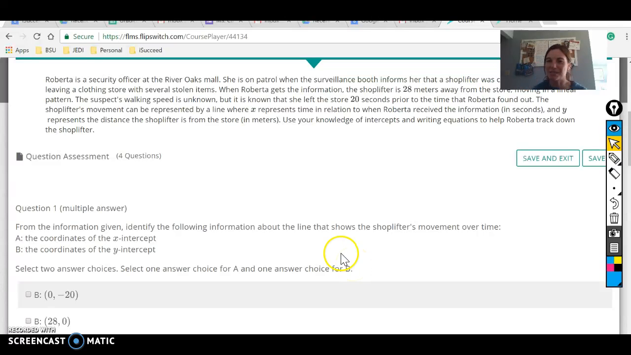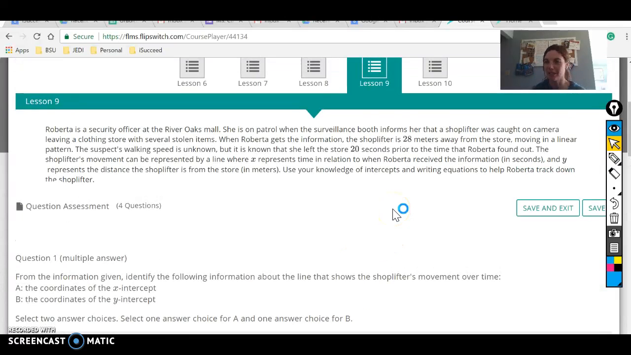Hi math students, it's Miss Carol again, and we are looking at Lesson 9's project questions, which are again part of Project 2. We've got 4 questions here, and again, we're trying to catch thieves and solve crimes.